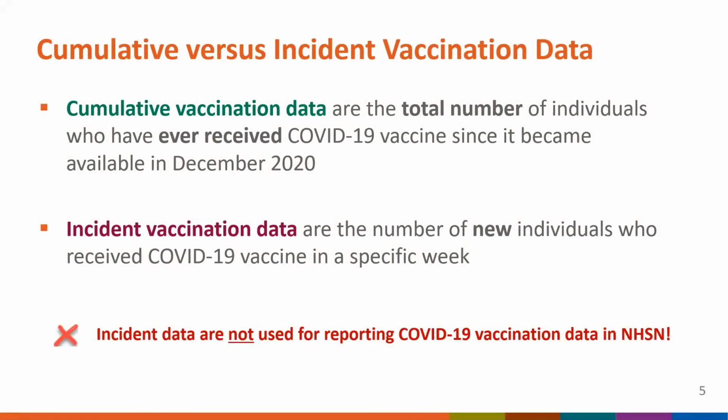Now we will talk about the difference between cumulative and incidence vaccination data. Cumulative vaccination data are the total number of individuals who have ever received COVID-19 vaccine, and this is since the vaccine became available in December of 2020. On the other hand, incident vaccination data are the number of new individuals who received COVID-19 vaccine in a specific week. Please remember that facilities should not report incident COVID-19 vaccination data in NHSN.